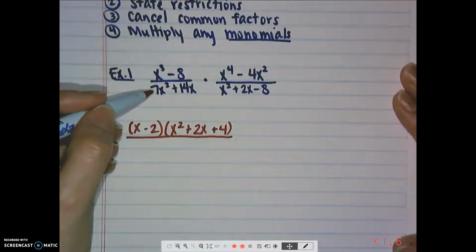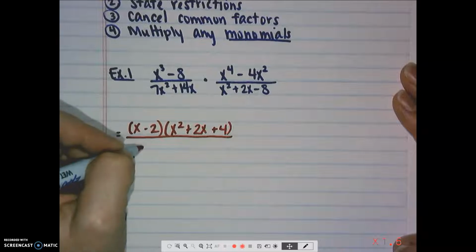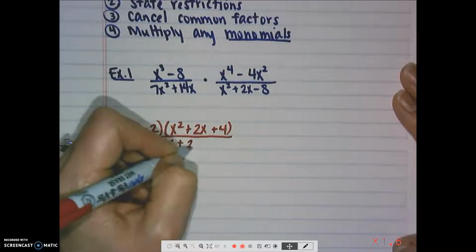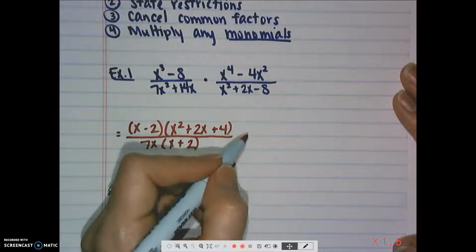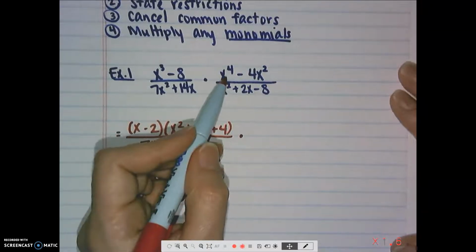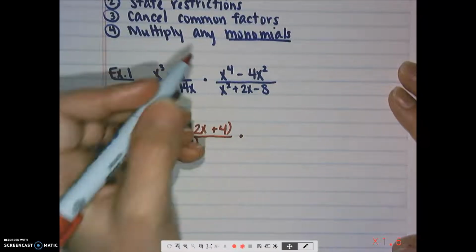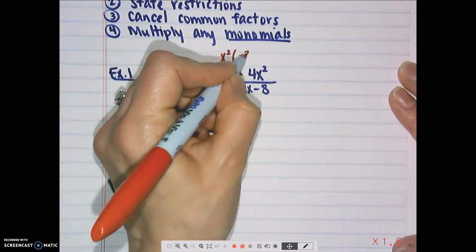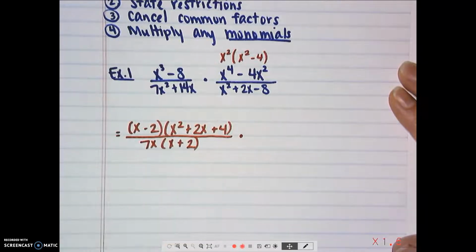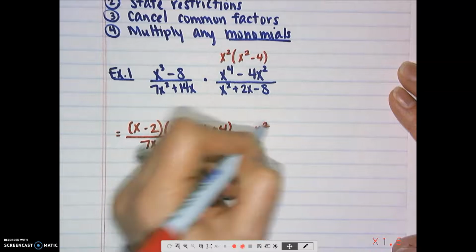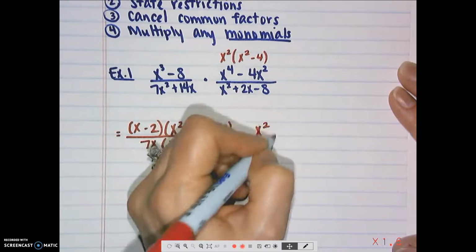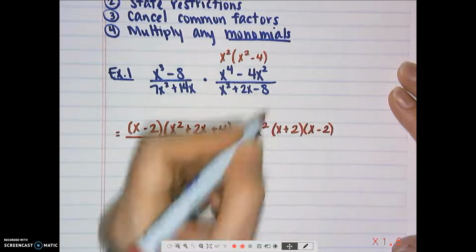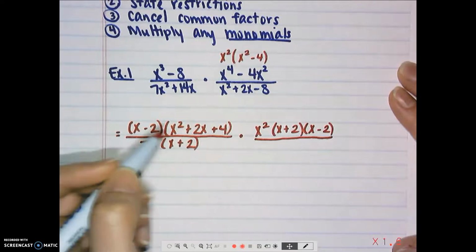The denominator here, 7x squared plus 14x, has a GCF of 7x. Left hand side is x plus 2. In the second fraction, x to the fourth minus 4x squared does have a GCF of x squared, and then left hand side is x squared minus 4. So the x squared is great, but the x squared minus 4 we can factor into x plus 2, x minus 2, so it's important that you're factoring the pieces down as much as possible.